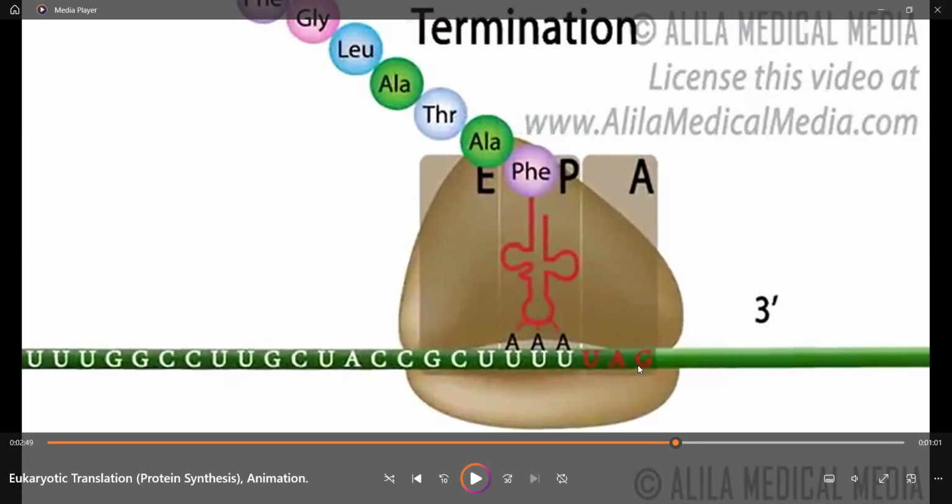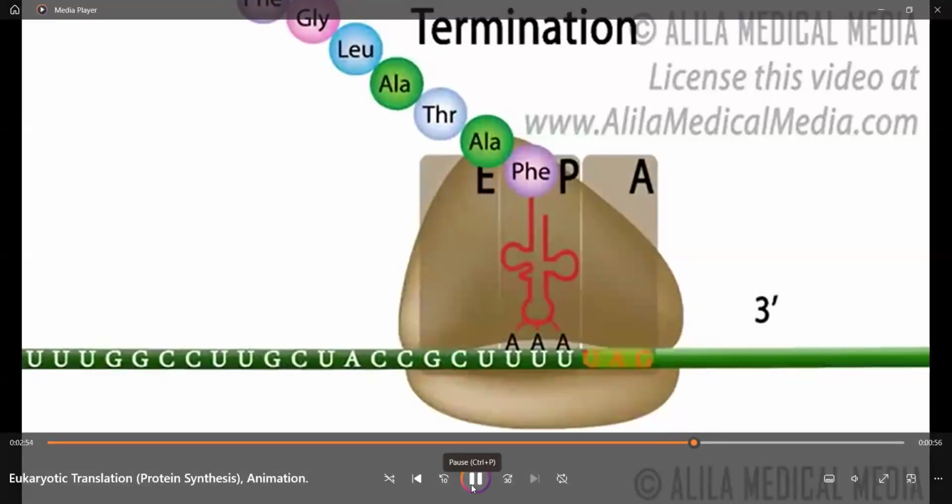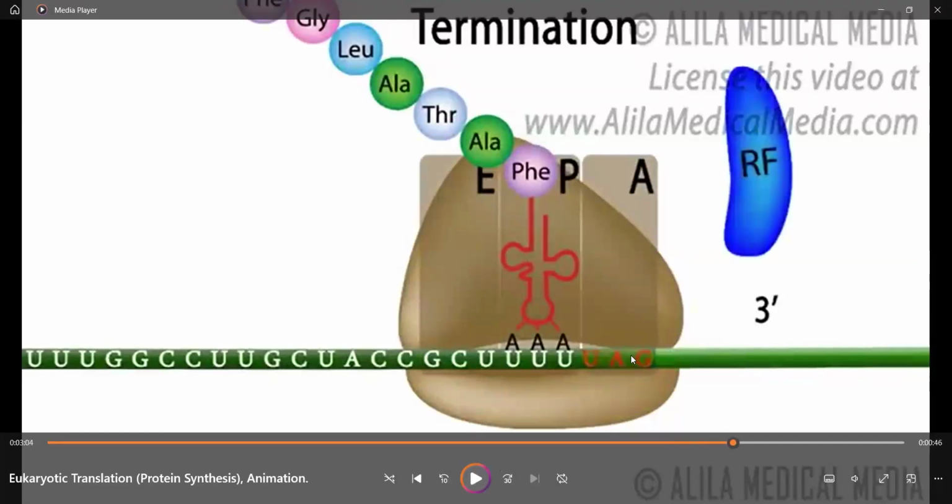Now we have UAG, which is a termination codon. It does not code for any tRNA or any amino acid. So what happens? There is a stop codon. So the releasing factor comes here.